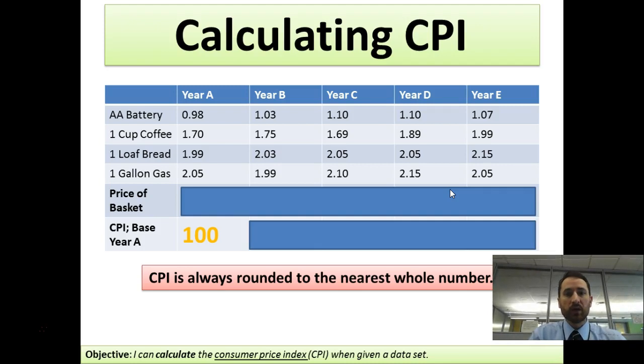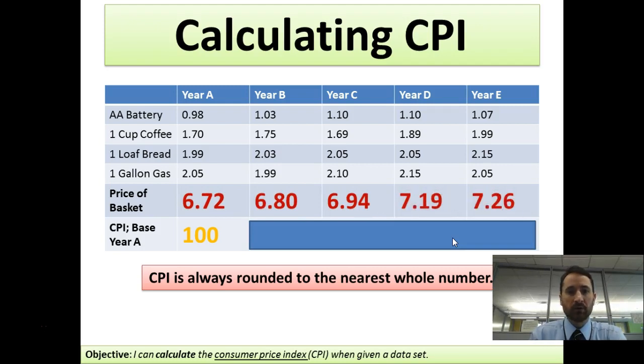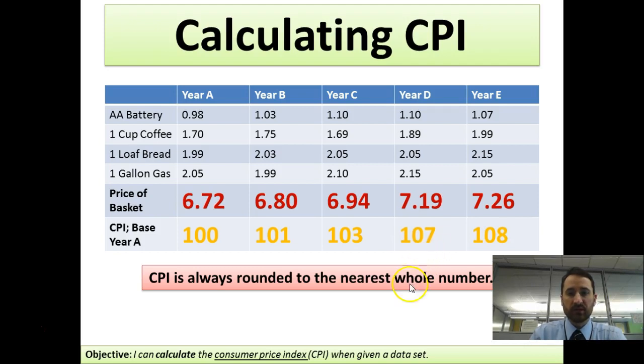Pause the video, do these problems, calculate the price of the basket, and then calculate CPI. Resume the video and see if you got them correct. Alright, so how'd you do? Did you get these answers for the market basket? And then these numbers for the CPI. Remember, CPI is always rounded to the nearest whole number.